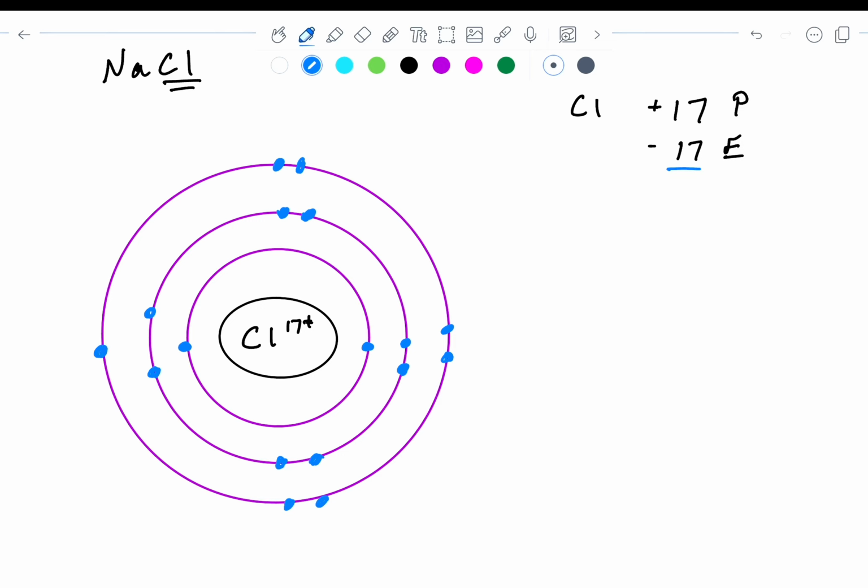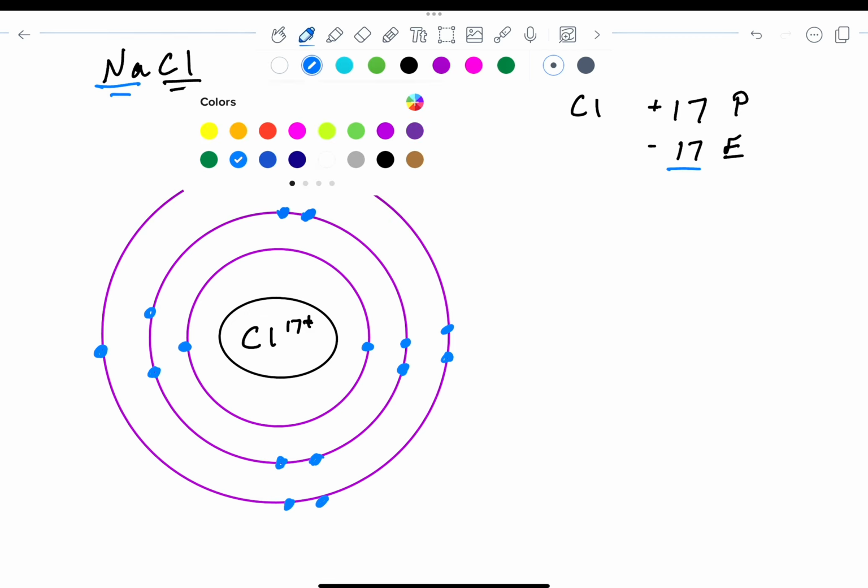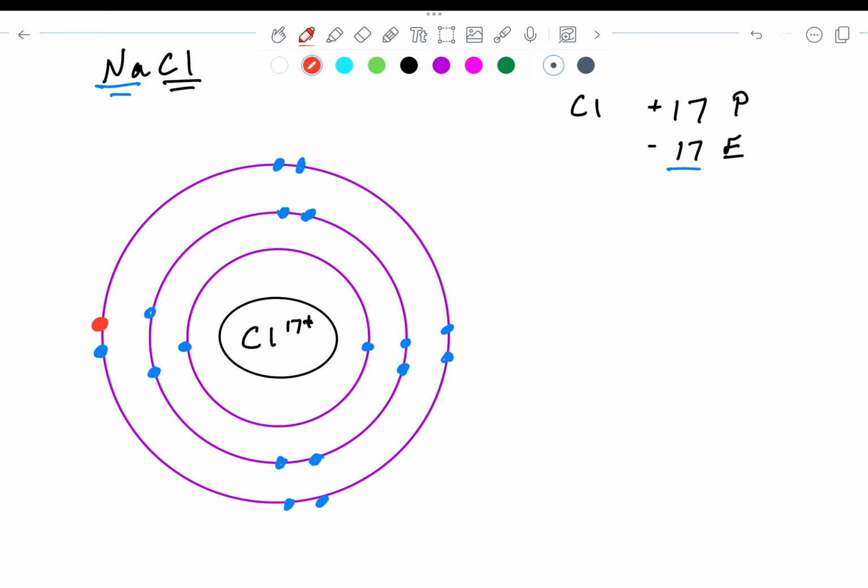Our octet rule says that we have to have 8 in order for chlorine to be happy, and we're not there yet. We only have 7. That makes chlorine really reactive. Chlorine will work really hard to get an electron from somebody else. It's going to take an electron from something else, and it works out because we know that sodium has 1 electron to give. So these guys start to pair up together, and what happens is that sodium will go out and it will get that electron from chlorine.